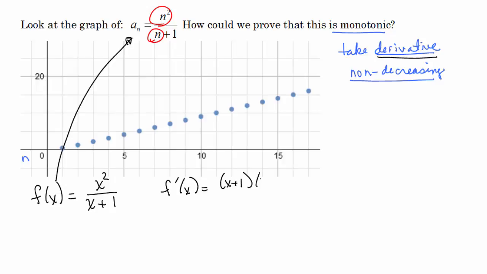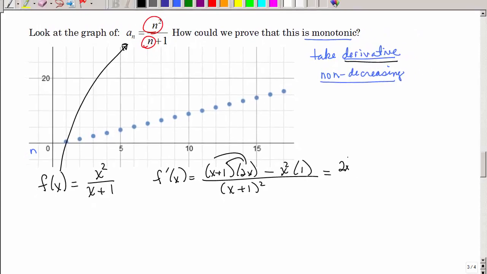So I'm going to take the derivative using the quotient rule: bottom times the derivative of the top minus the top times the derivative of the bottom, over the bottom squared. Simplifying this, we have 2x squared plus 2x minus x squared over that, and so that's going to be x squared plus 2x over x plus 1 squared. Now what does that tell us? In order for it to be non-decreasing, our derivative needs to be positive, right? Because if it's always positive, then our function is increasing, which is close to non-decreasing.